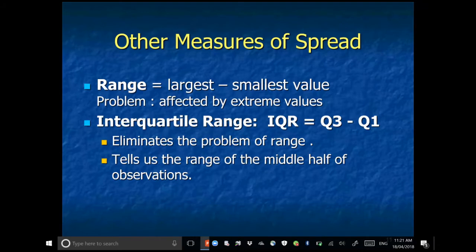Similarly, you have something called the interquartile range, which is basically the difference between the first quartile and the third quartile. So it also gives you a range, but it gives you the range between data points which are not located at the extreme end of the data, but somewhere where it captures the middle range of observations in a data set. So interquartile range is less extreme than range. It tells us what's happening in the middle half of the data set.